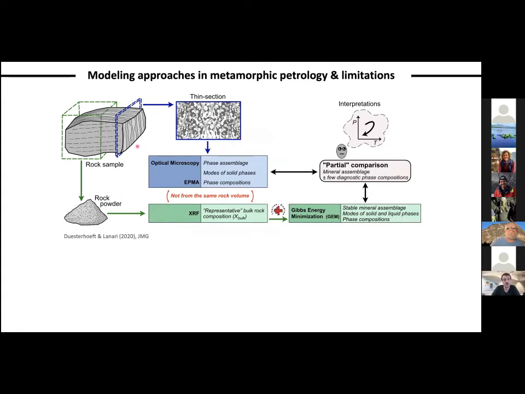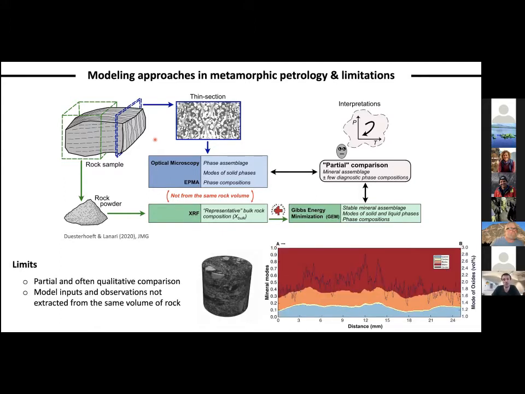On the other side, we make a thin section, and from the thin section, we extract the observations that are the mineral assemblage, mineral modes, and mineral compositions. And then there are two limits to this approach. First, we often have a partial comparison between the mineral assemblage, mostly, and a few diagnostic phase compositions, such as isopleths, when we compare our observations and the results of the model. And the second limit is that, in practice, it's not from the same volume of rock.